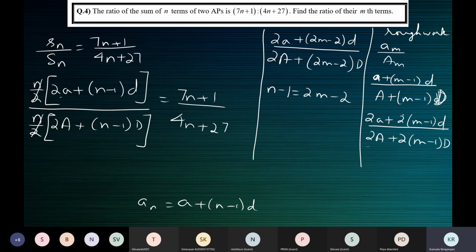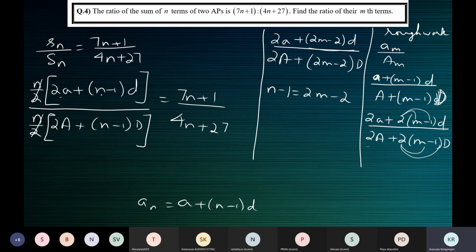So we're just doing this. 2 into m is 2m. 2 into minus 1 is minus 2. In the denominator also, 2 into m is 2m, and 2 into minus 1 is minus 2. We'll just multiply 2 with the terms inside the bracket. D will stay as it is. Now compare the coefficients of D in the rough column and the main working. The coefficient of D in both the numerator and denominator is 2m minus 2.